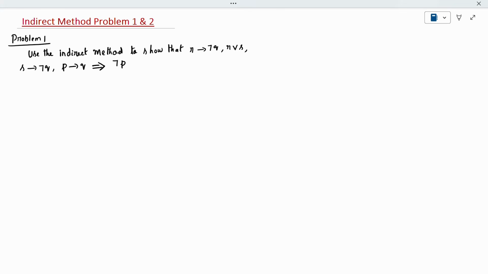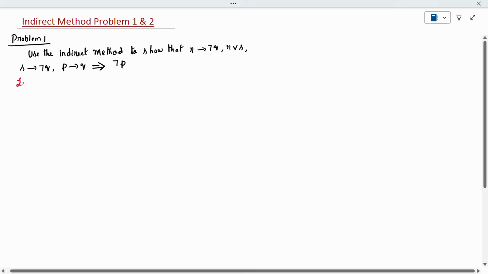Today's topic is the indirect method using rules of inference. So what is meant by the indirect method? It will be mentioned in the question. In the indirect method, whatever the conclusion is, these are the given premises, and the question is: given premises imply the conclusion.